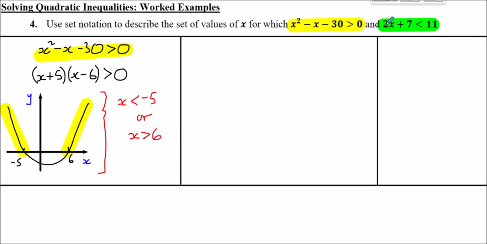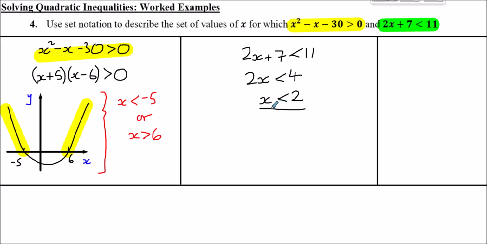Let's now consider 2x plus 7 being less than 11. If we subtract 7 from both sides, we have 2x is less than 4. Then we can divide through by 2 to obtain x has to be less than 2. So we want to use set notation to describe when this holds true and simultaneously this holds true. So whereabouts do these sets of solutions overlap?